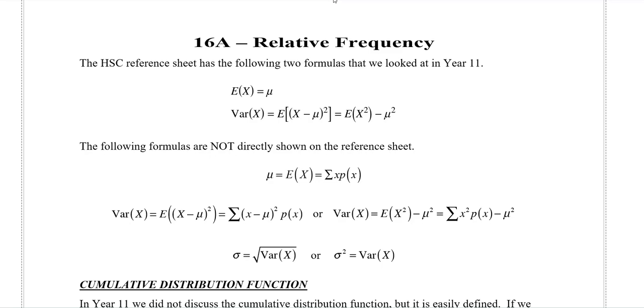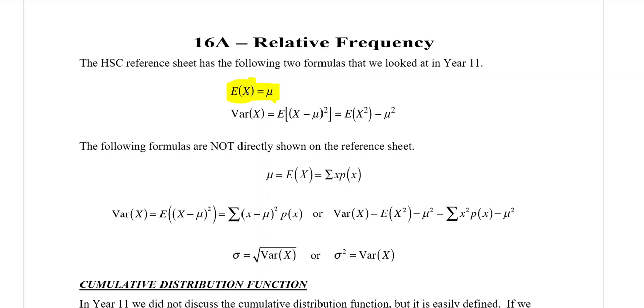So the first thing at the top of the page says the HSC reference sheet has the following two formulas that we looked at in year 11. So here's some year 11 content to revise. E of x is the expected value of x. It is the same as the mean, which we give the symbol mu, or x bar, just because we like to call it different things.